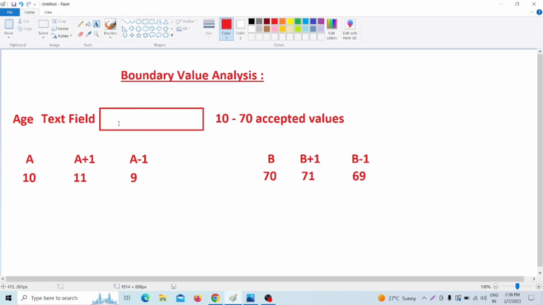So we are giving some boundary here. How is the boundary? A plus 1, A minus 1, B plus 1, B minus 1, if the range is between A to B. Okay. So now what is the minimum boundary value here? The minimum boundary value here is 9.